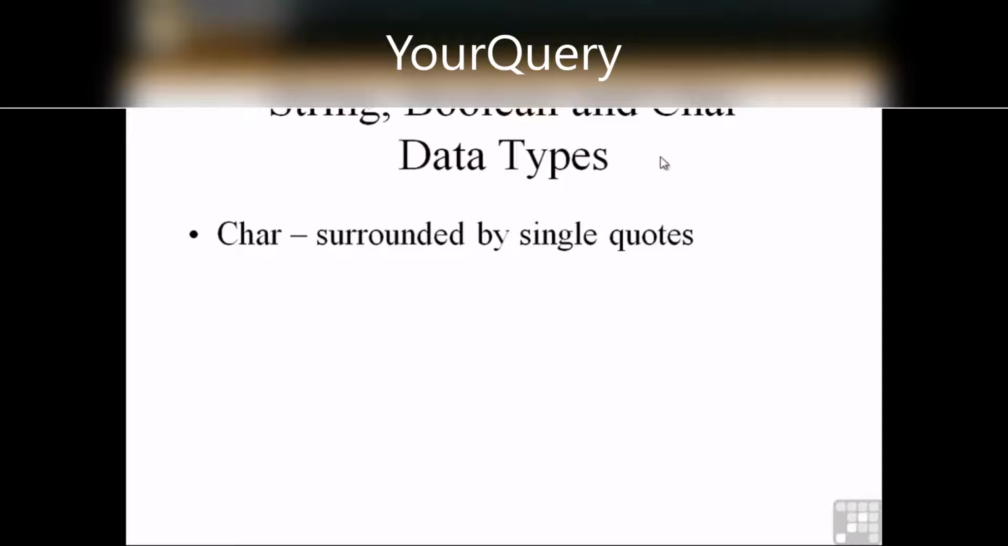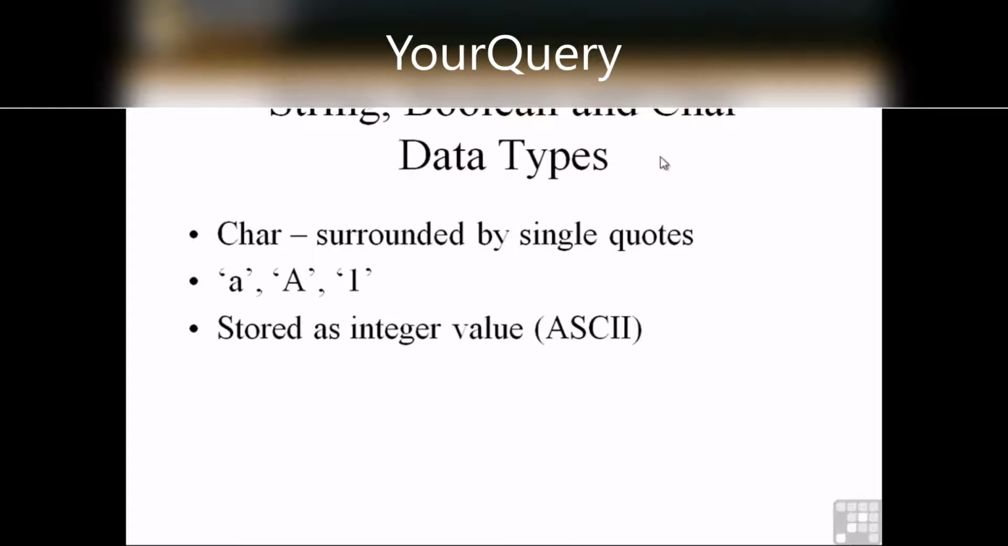The char data type is any character in the keyboard surrounded by single quotes. So for example, we might have the lowercase a or uppercase A or a 1 surrounded in single quotes. Those are considered char data. Notice the difference between a char, which uses single quotes, and a string, which uses double quotes.